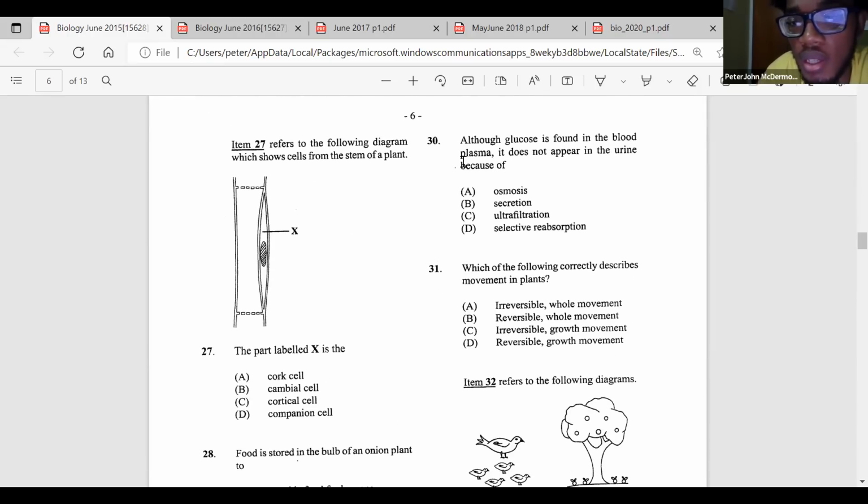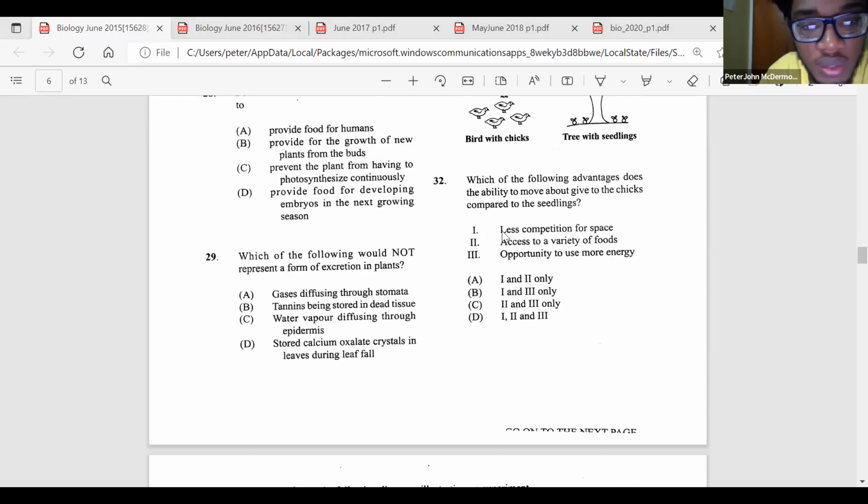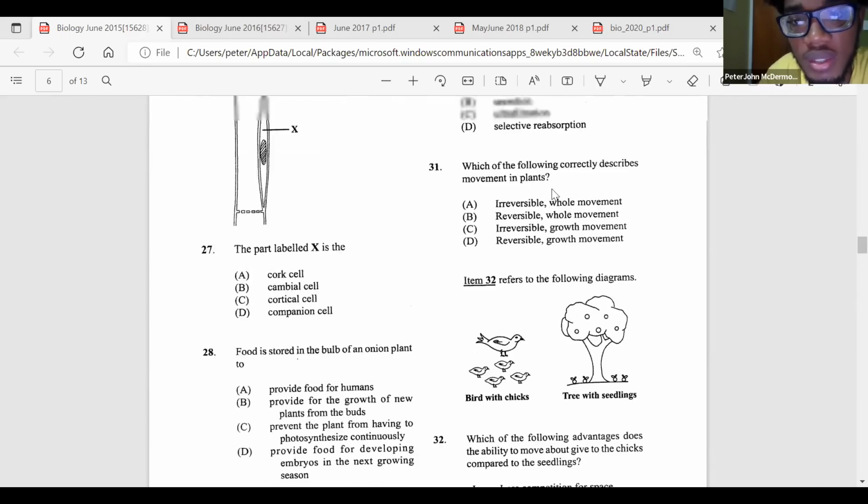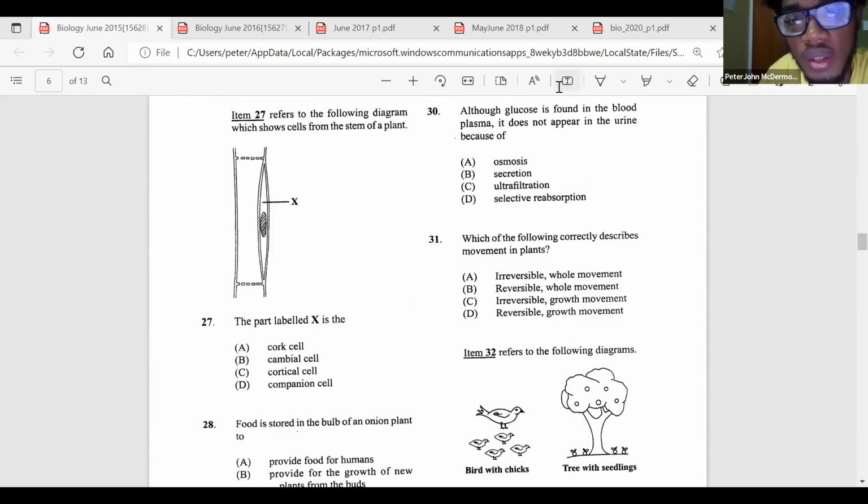So next, although glucose is found in the blood plasma, it does not appear in urine because of... Teacher gave you C, water vapor diffusing through the epidermis, or 30. For which question? Oh, all right. Yeah. All right.